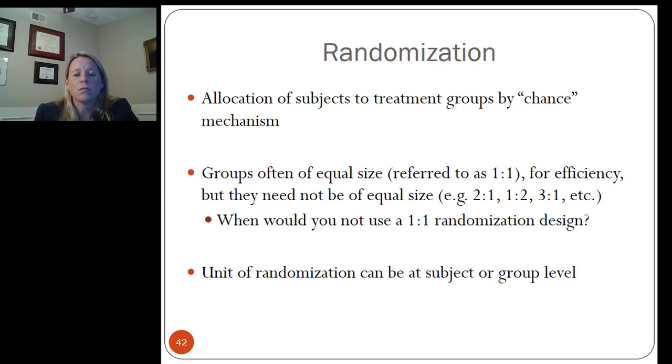And for randomization, the unit of randomization can be either the subject, which is going to be the case in a clinical trial, or the group level, which would be the case in a cluster randomized clinical trial.